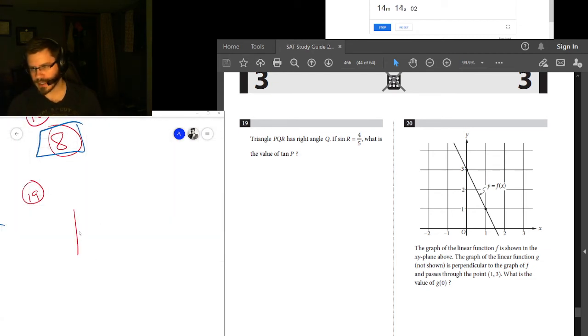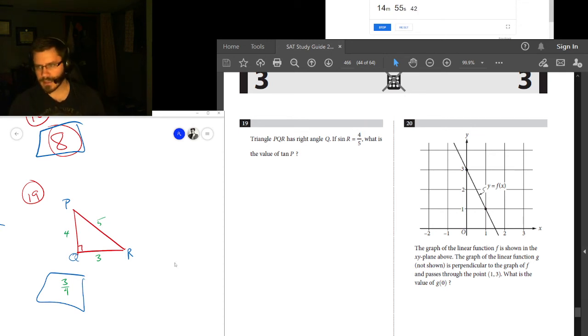PQR. Always draw a triangle if they describe it. They say it's a right triangle, so we can go ahead and put a right angle on that. Don't assume anything. Only go by what they say. Angle Q is the right angle, and P and R don't matter. Sine of R is 4/5. Sine is opposite over hypotenuse. That's a 3, 4, 5 triangle. Train yourself to recognize 3, 4, 5s. They want the tangent of P, so that's 3/4.